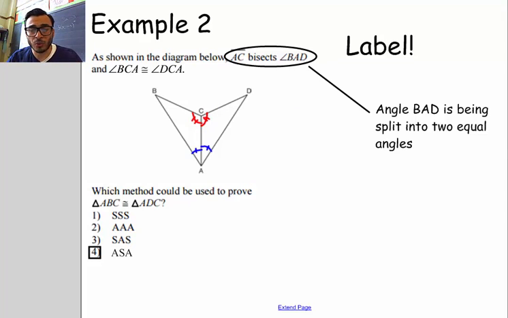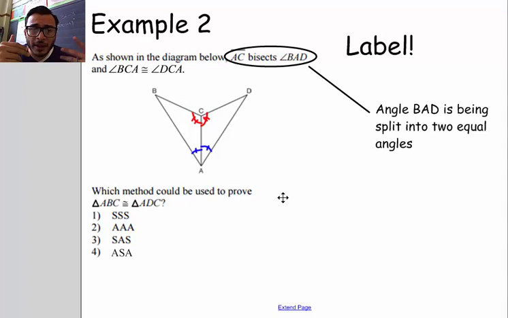Then we are asked which method could be used to prove that the triangles are congruent. Looks like I left the answer there. Let's get rid of that for a second. So what method could we use to prove that the triangles are congruent? Well, you might be saying right now, the only thing I know is that 2 pairs of corresponding angles are congruent. I know that this angle is congruent to that, this angle is congruent to that, and you need 3 things. So what do we do?